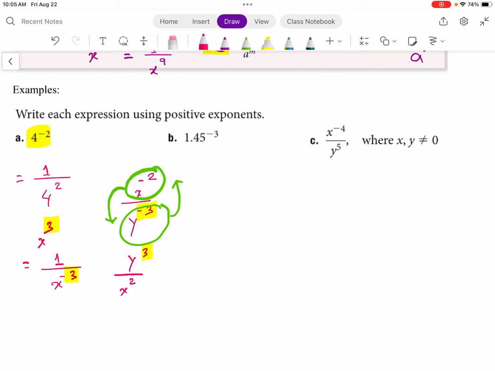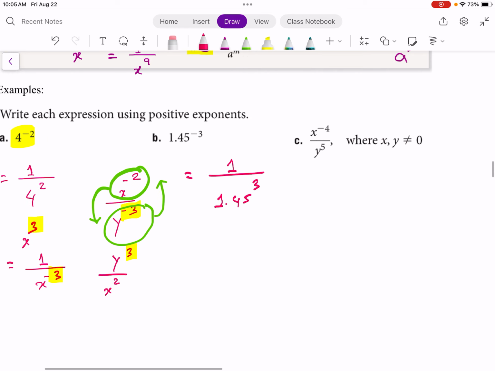Now let's go to part B. In part B, we have 1.45 to the power negative 3, and this is 1 over 1.45 to the power 3.